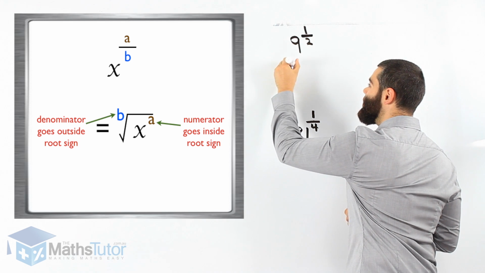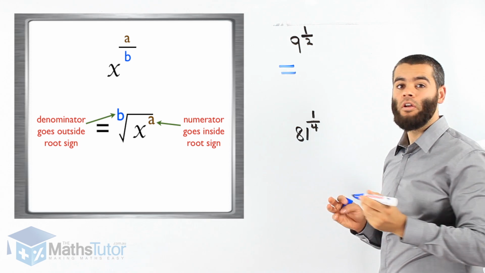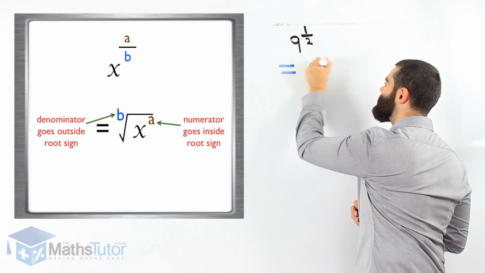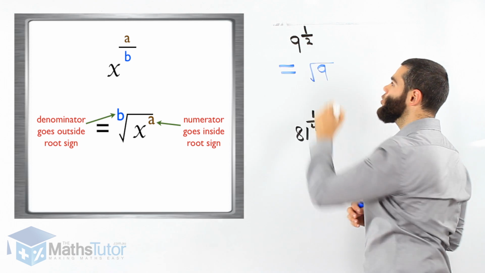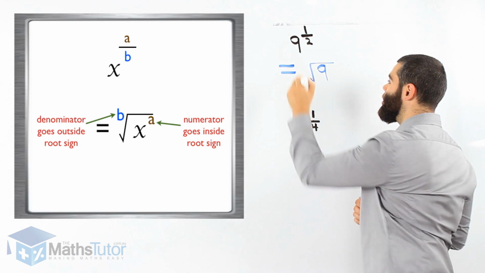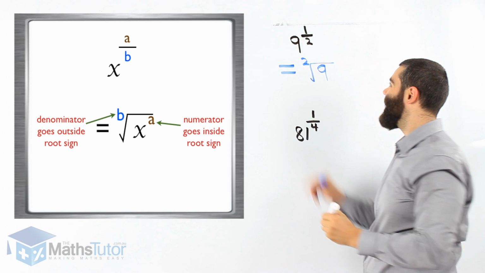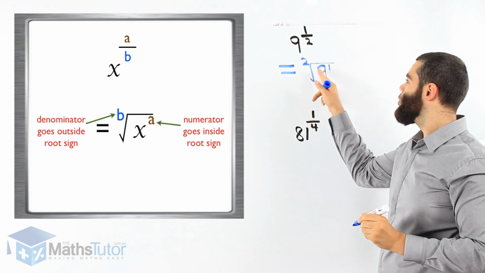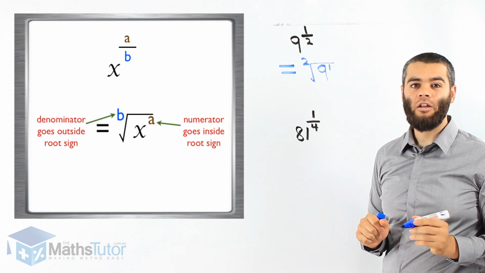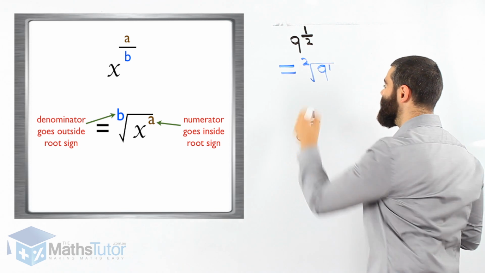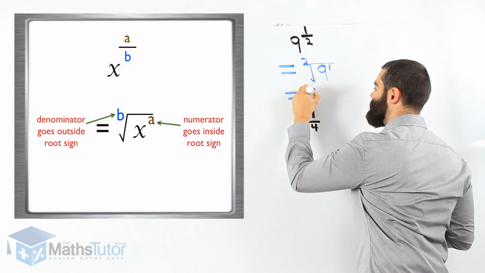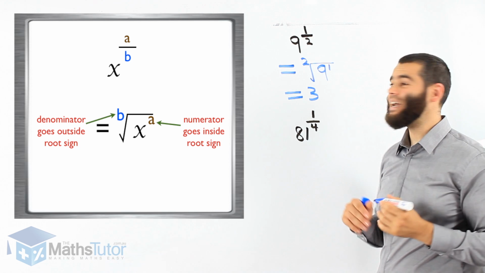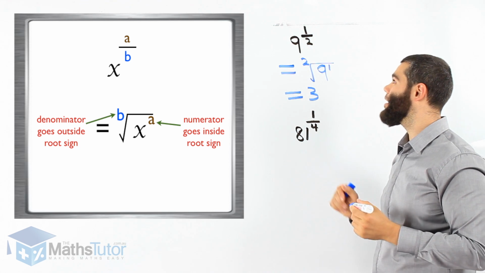We follow the theory as well. We know that 9 is our base, and we put our square root sign. The 2, which is the denominator, goes outside, and the numerator goes inside. So square root 9 to the power of 1, which is square root 9. The answer is 3. 3 times 3 is 9. It's exactly the same as 9 to the power of half.